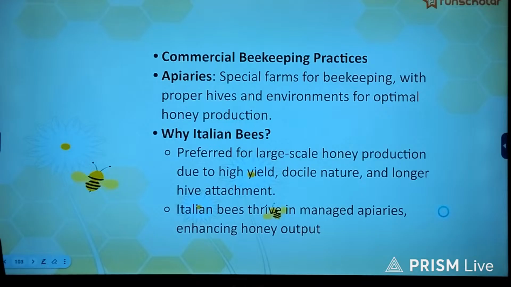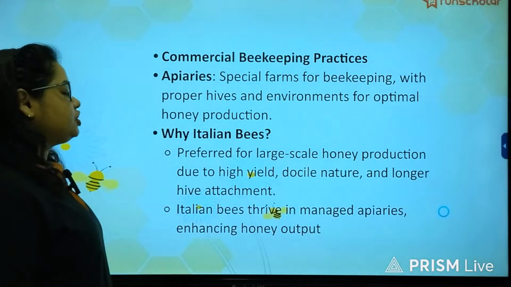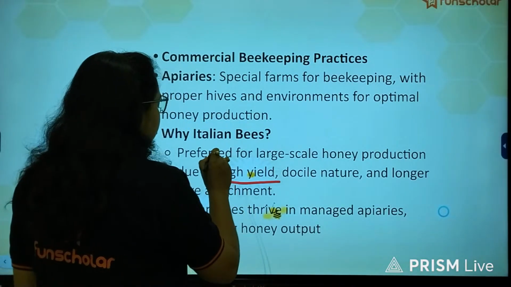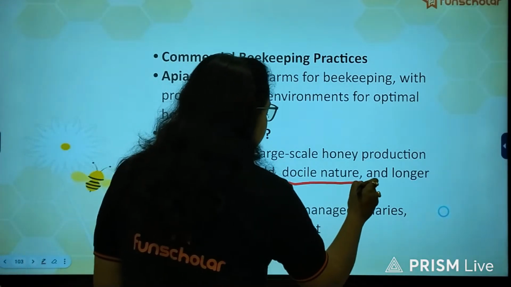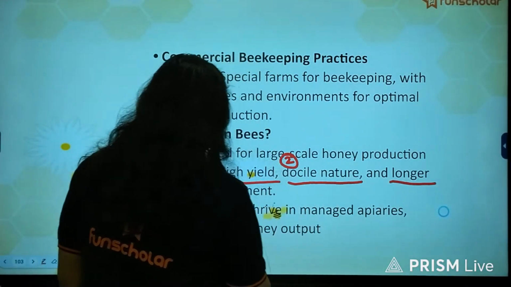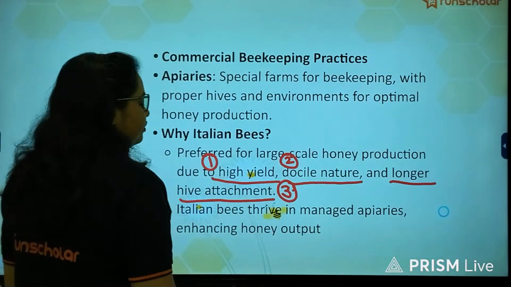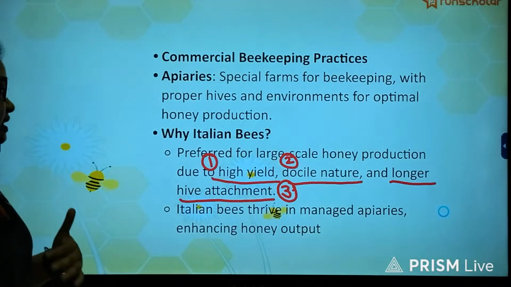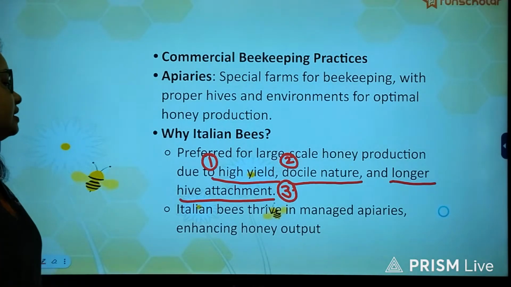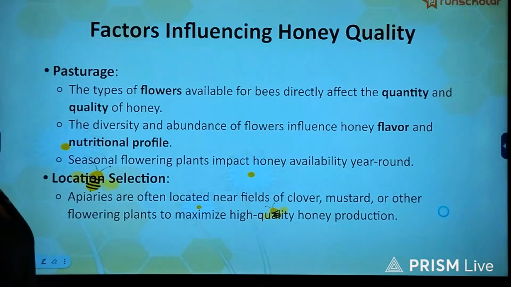We have already discussed. They are preferred for large-scale honey production due to high yield, docile nature, and longer hive attachment. So these are the main three qualities: high yield, docile nature, they will not sting so much, easy to manage, and longer stay in the hive, which will help to give the sustained supply of the honey and bee wax. So Italian bees thrive in managed apiaries, enhancing honey output.